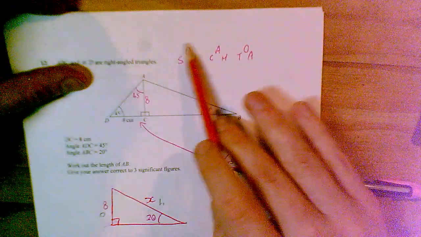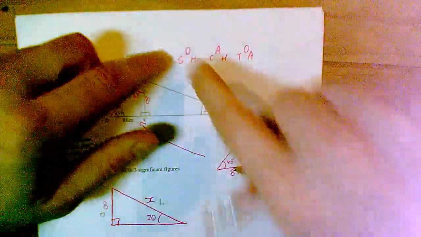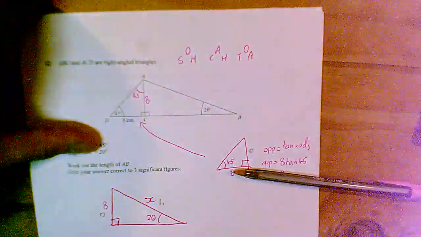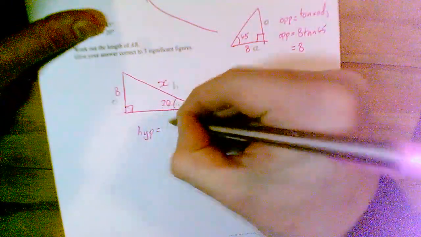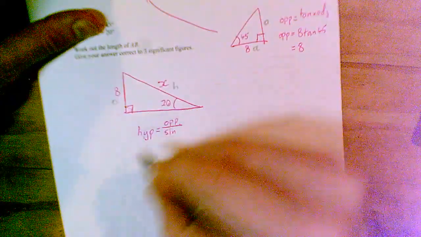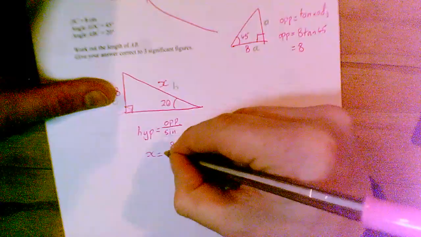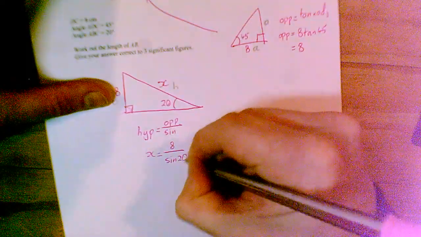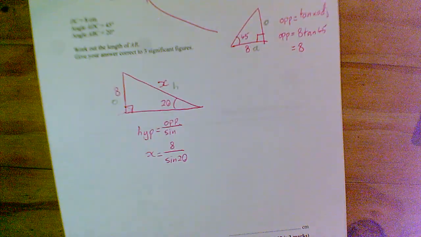Opposite and hypotenuse means I'm using sine. I'm trying to find the hypotenuse, so hypotenuse is opposite divided by sine. Hyp is op divided by sine. So that's X is 8 divided by sine 20.